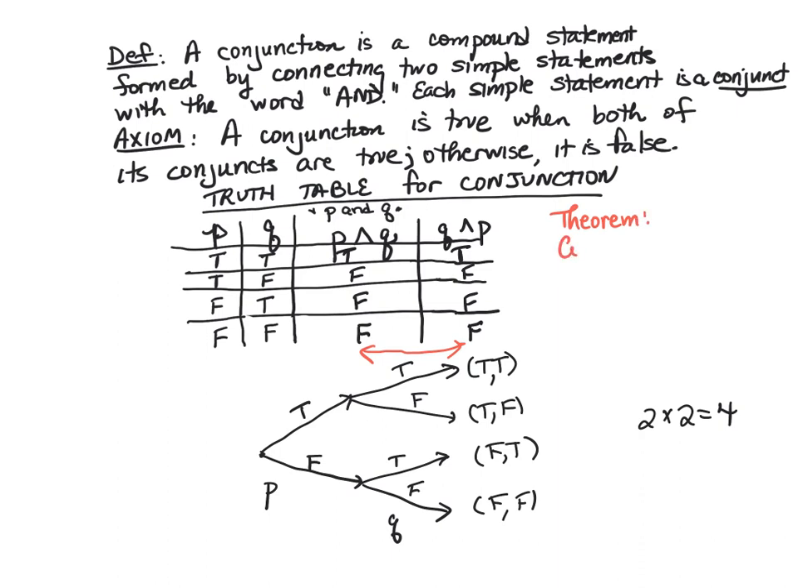A conjunction is commutative. And because the truth values match in the truth table, we could write that P and Q is logically equivalent to Q and P. And this is proven by the matching values in the truth table here.